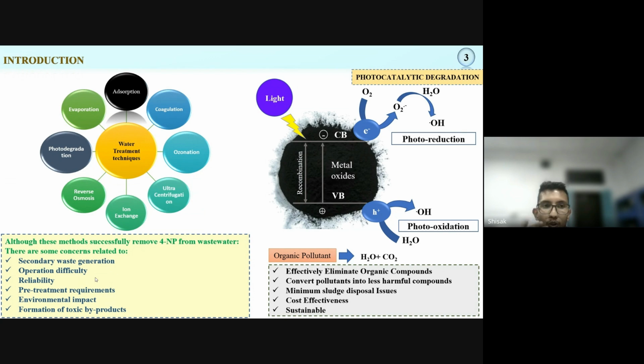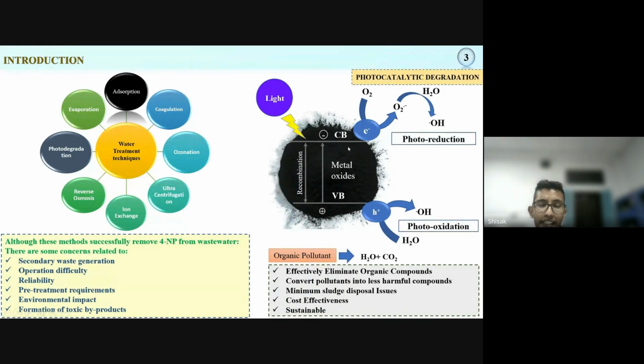So in order to deal with these kinds of issues, photocatalytic degradation was found to be a good method which helps in eliminating the organic pollutants efficiently, converting the pollutants into less harmful compounds, minimizing the solid disposal issues, and it is very cost effective and sustainable in nature. So how does this photocatalytic degradation take place?